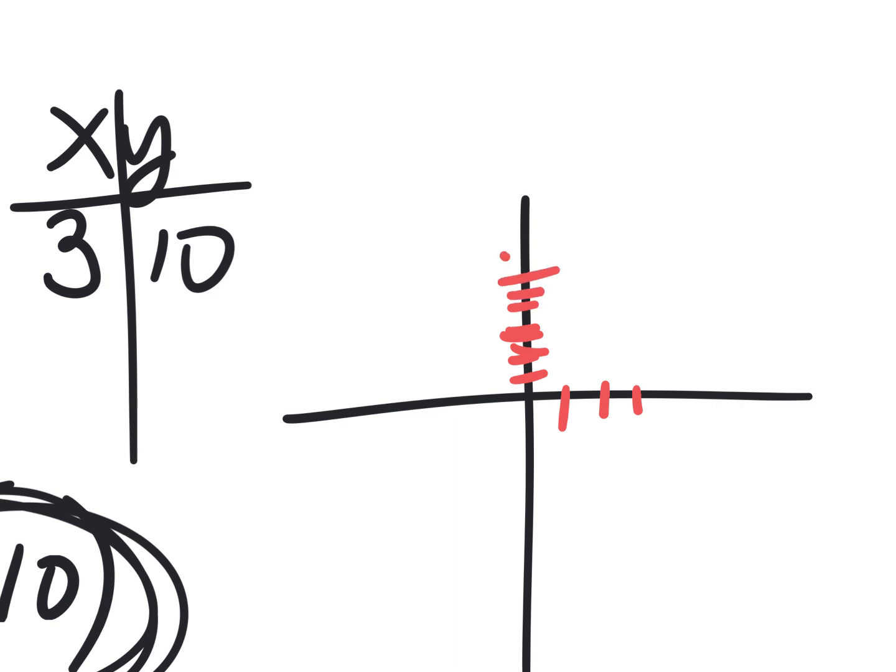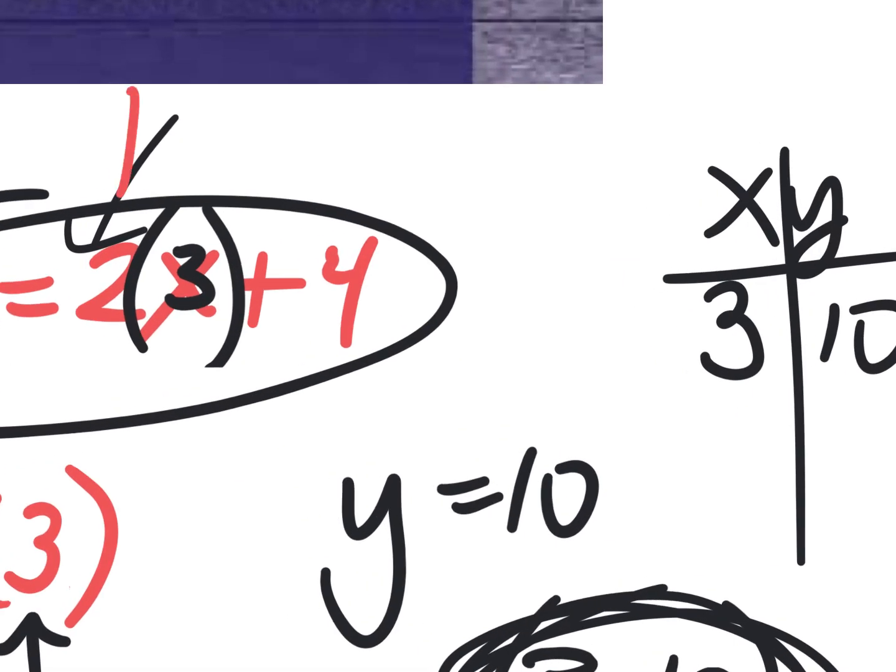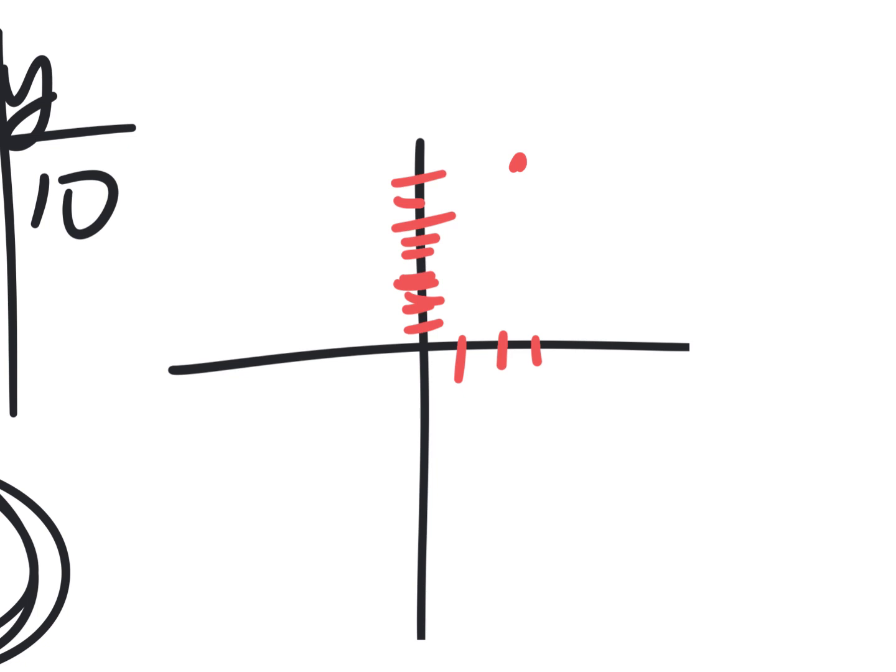So 3, 10 was one of our points. And then you could graph it. If you go over 3 and up 10, put a dot. There, I made a point. If I make enough points, it's no big deal. I can graph it, right? Now I can tell from looking at this that this would have a slope of 2 and a y-intercept of 4. That means it would have gone through like here, and there's my line.